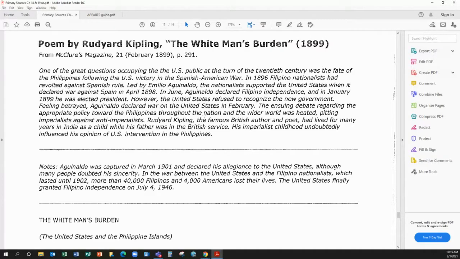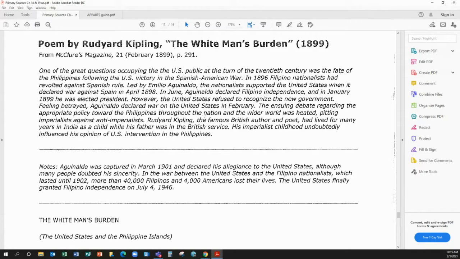In 1896, Filipino nationalists had revolted against Spanish rule, led by Emilio Aguinaldo. The Nationalists supported the United States when it declared war against Spain in April 1898. In June, Aguinaldo declared Filipino independence, and in January 1899, he was elected president. However, the United States refused to recognize the new government. Feeling betrayed, Aguinaldo declared war on the United States in February. The ensuing debate regarding the appropriate policy toward the Philippines throughout the nation and the wider world was heated, pitting imperialists against anti-imperialists.